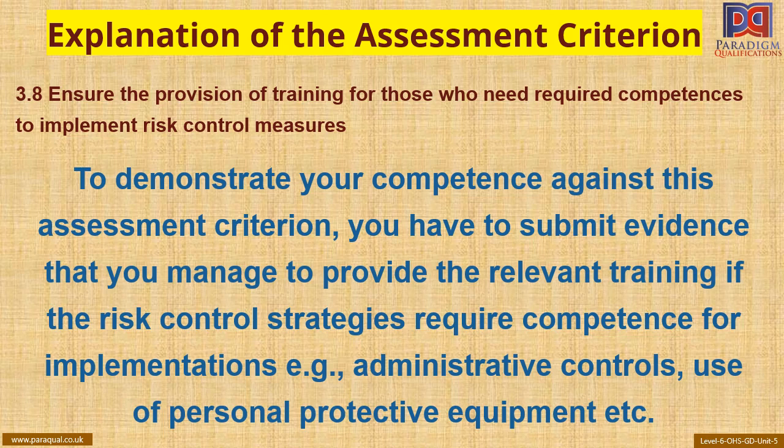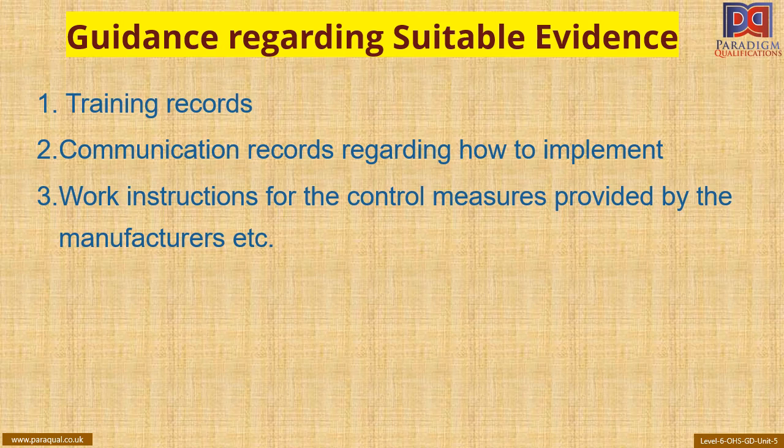3.8 Ensure the provision of training for those who need required competencies to implement risk control measures. So you have to submit the evidence that you manage to provide the relevant training if the risk control strategies require competence for implementation. For example, if the risk control strategy is related to admin control or use of personal protective equipment, then you need to provide them with the training on how to apply the administrative controls and how to use the personal protective equipment.